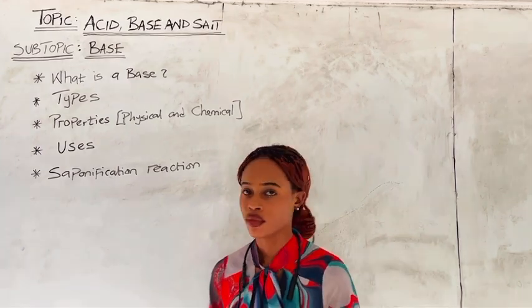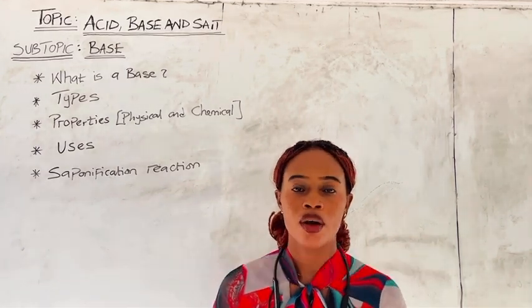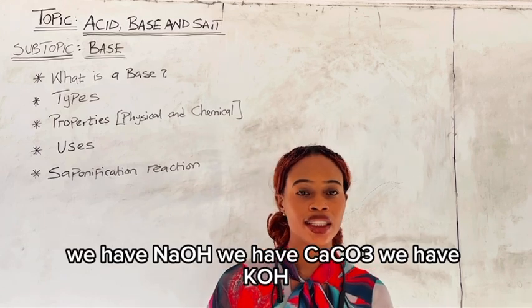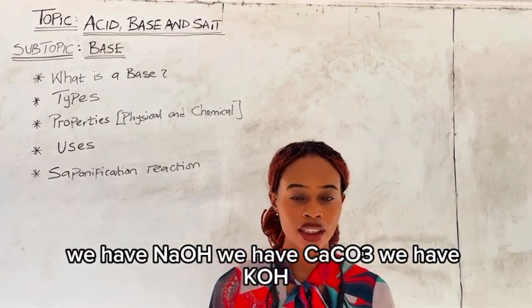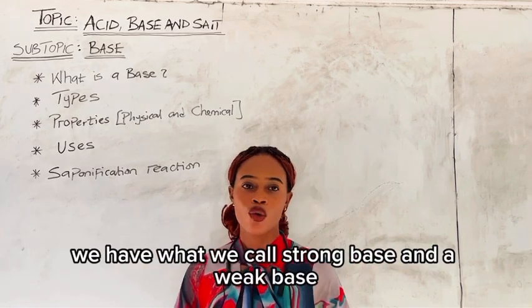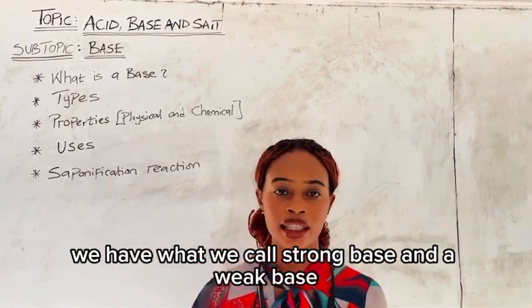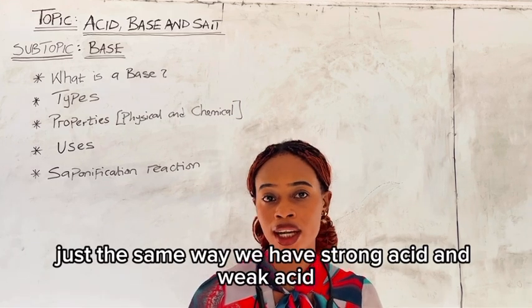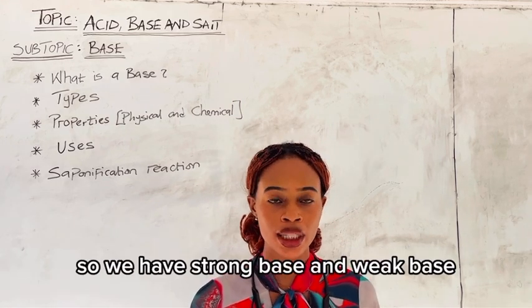That is the definition. So what are the examples of a base? We have NaOH, we have CaCO3, we have KOH. These are examples of a base. Then other types of base, we have what we call strong base and a weak base. Just the same way we have strong acid and a weak acid. So we have strong base and weak base.